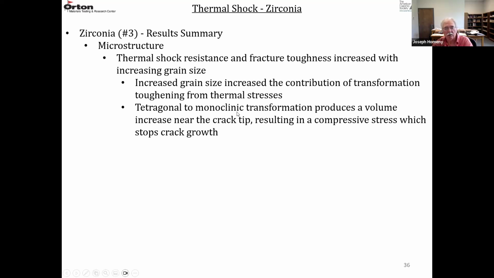And then the tetragonal to monoclinic transformation produces a volume increase near the crack tip. Monoclinic is a lower density than tetragonal. That increased volume near the crack tips puts a compressive stress on the cracks and stops the crack growth. So they really looked at the crack initiation issue here with the R parameter, and basically increasing grain size resulted in more transformation of tetragonal to monoclinic, and that compressive stress at the crack tip gave rise to better resistance to crack initiation.